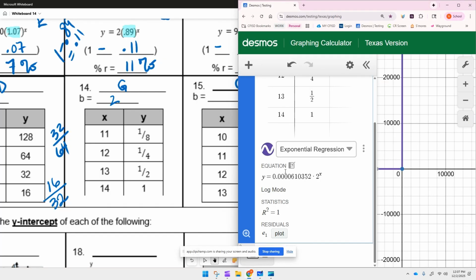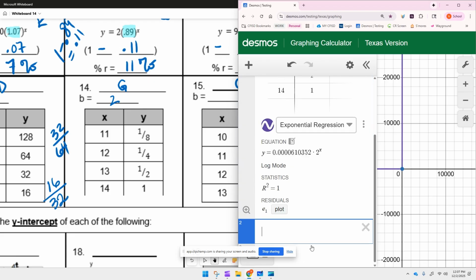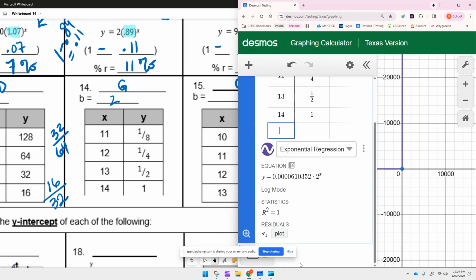Let me go back. So I created my table, created my exponential regression line. I zoomed in on the values. This 0.000610352, that is that 1 divided by 8. That is that number as an estimate. Okay? Does that make sense?